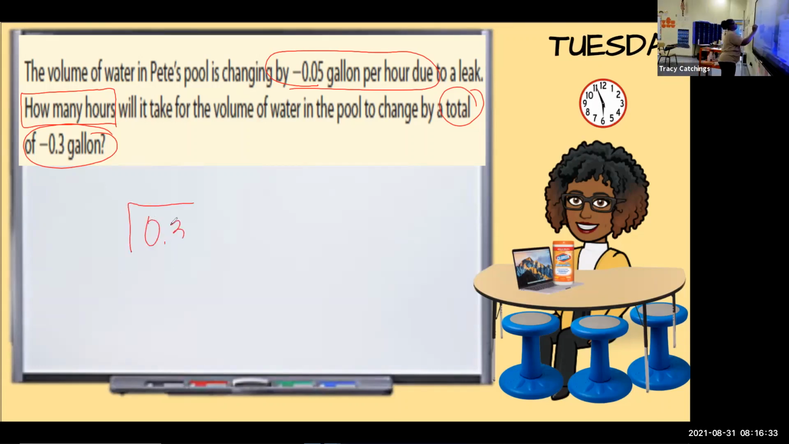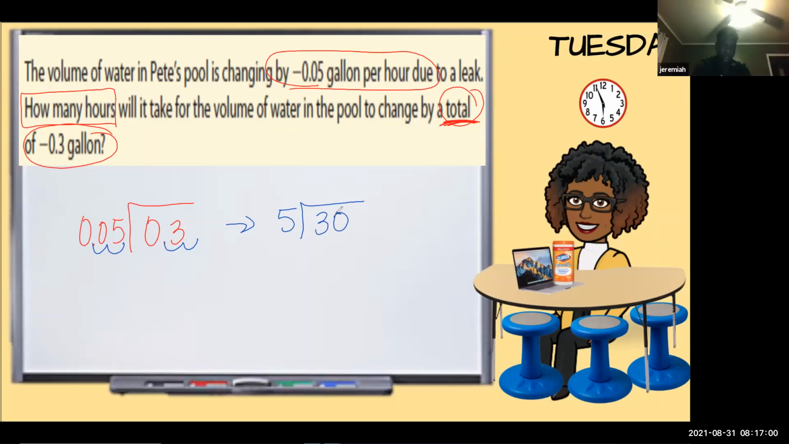So that will be 0.3 because that is the total. So it will go on the inside and it's divided by 0.05. All right, division of decimals told us that we would shift. So if we shift 2 on the outside, we will have to shift 2 on the inside. So now we have 5 as the divisor and 30 as the dividend. And what is 30 divided by 5? 6.